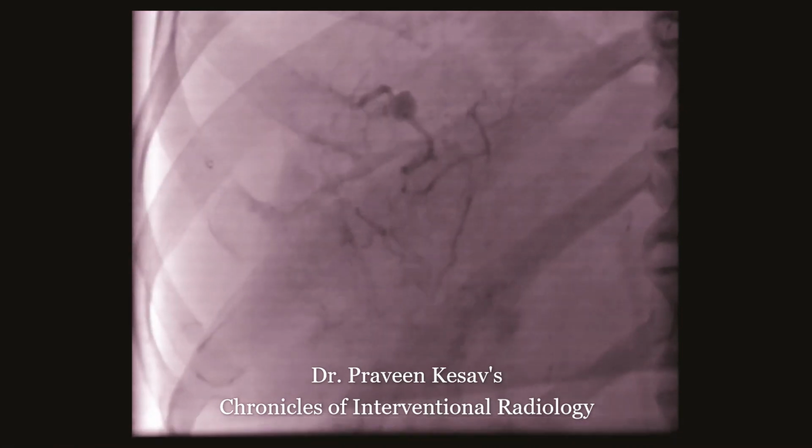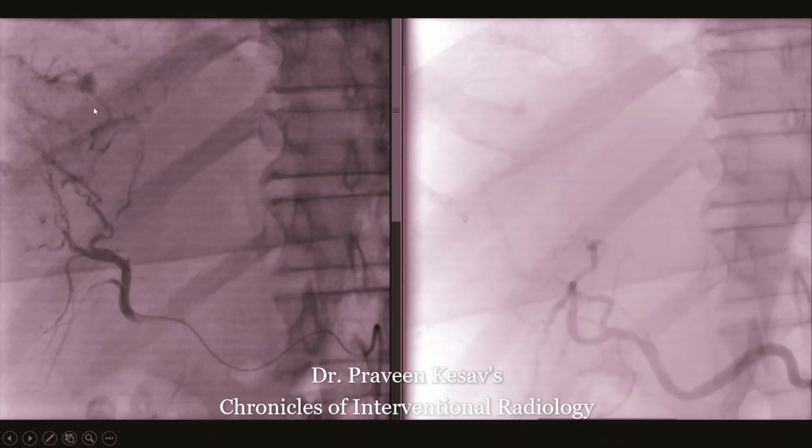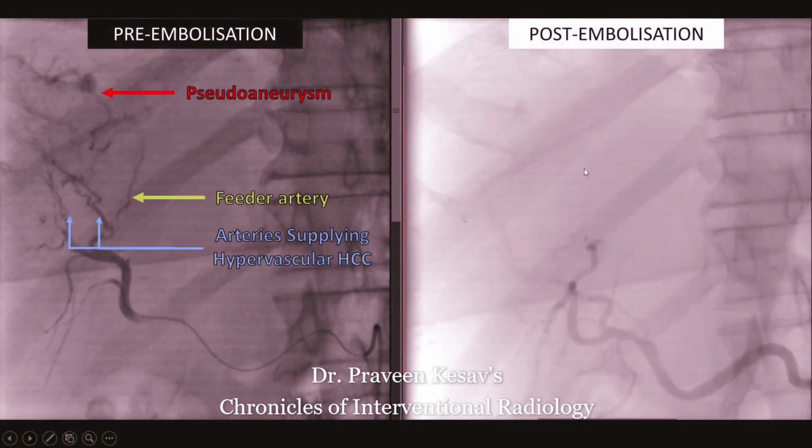That was what was done in this patient, and after PVA embolization, this is the pre-embolization and this is the post-embolization picture showing non-opacification of the pseudoaneurysm and the rest of the hepatic normal parenchyma being supplied by the straight non-tortuous vessels as can be seen here.